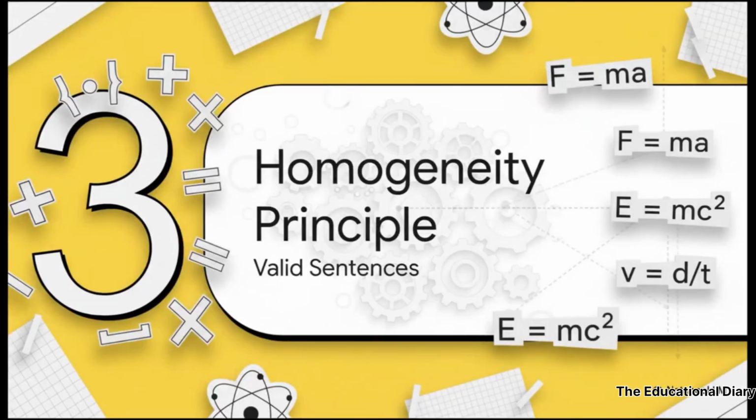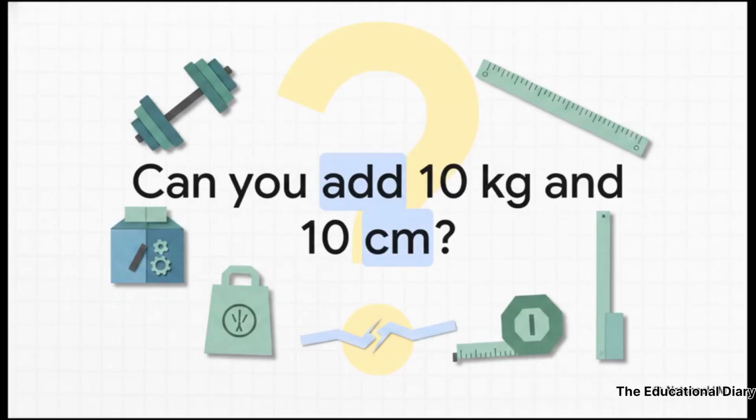Moving on to Section 3, the principle of homogeneity, constructing valid sentences. So, we have written our words, and now we need to construct valid sentences. In physics, equations have really strict grammar rules, meaning only compatible terms can interact with one another.